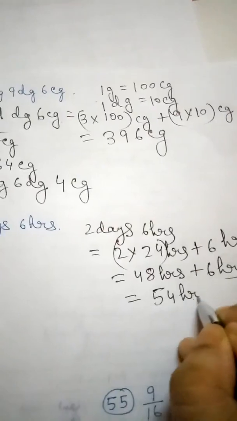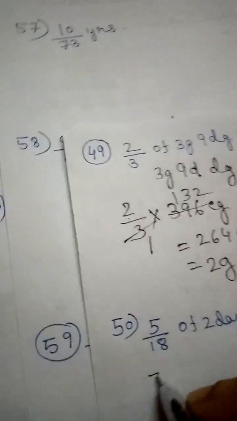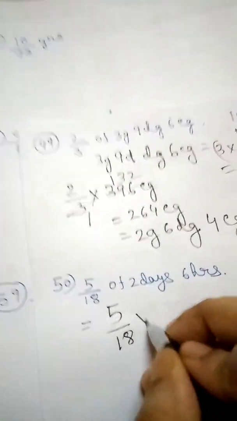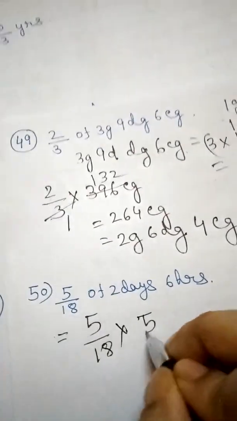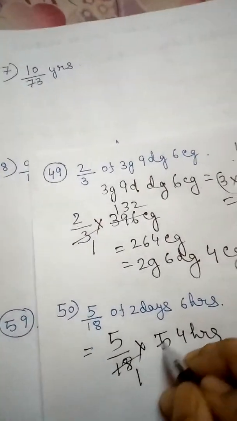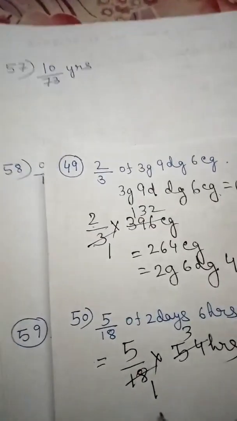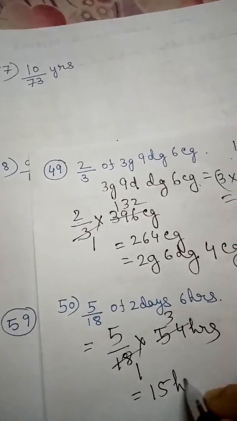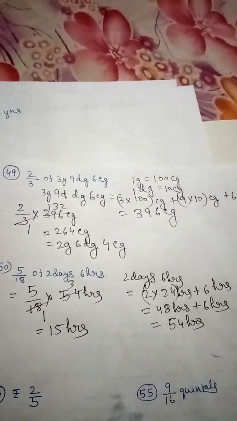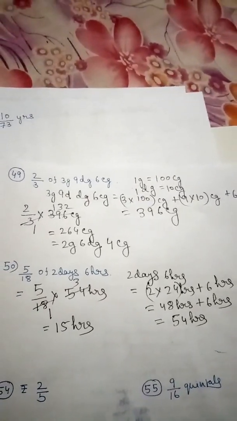54 hours. Okay, so now let us multiply this. This is equal to 5 by 18 into, as I have got 54 hours, so into 54 hours. So it will go by 18 ones are 18, 18 threes are 54. So this is equal to 15 hours. So the required value is 15 hours. This is all clear to all of you?